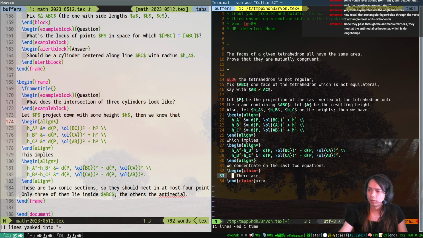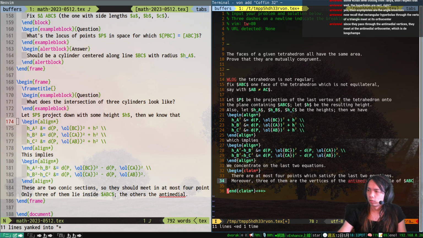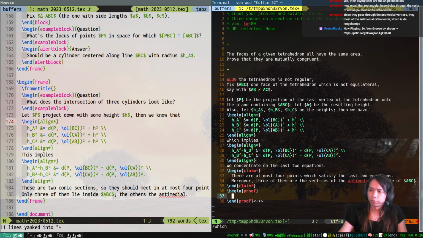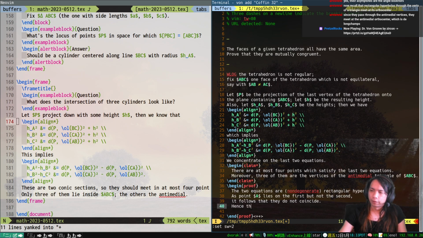Claim: there are at most 4 points which satisfy the last two equations. Moreover, 3 of them are the anti... Okay, proof. The two equations are rectangular hyperbolas. Point A lies on the first, but not the second. It follows that they do not coincide. Hence, they meet at most 4 points.